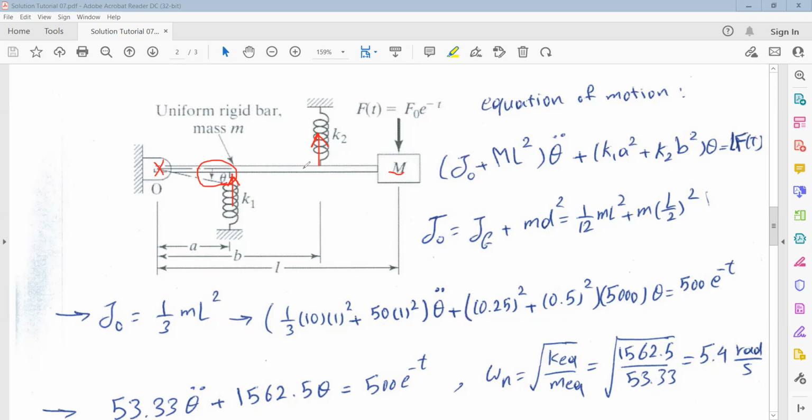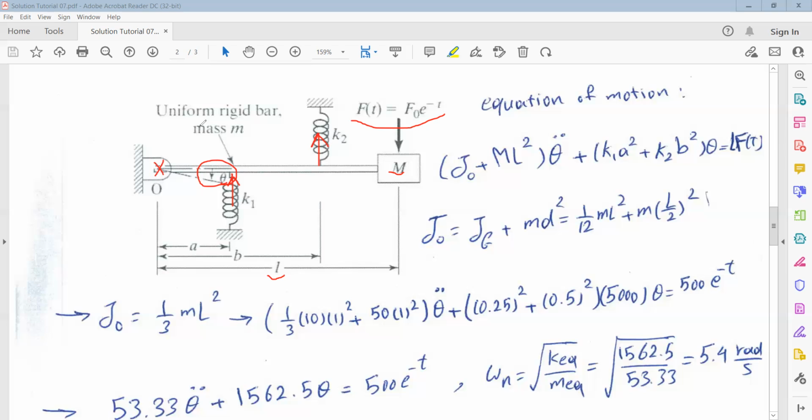This mass M will have some forces, but we neglect them, and also the weight of the rigid bar in the free body diagram and in the equation of motion, because they will create some initial deflection in the springs. And finally, we have this force Ft, which the moment of this force about point O is Ft times this length L. And finally, if you calculate these moments about point O, they must be equal to the mass moment of inertia about point O.